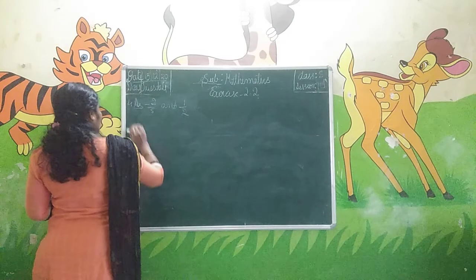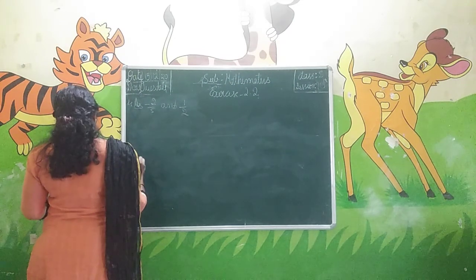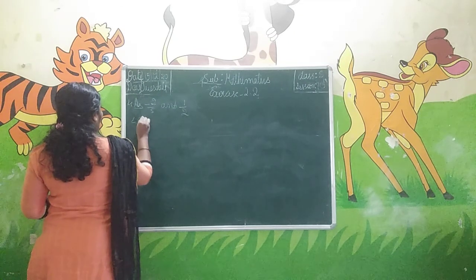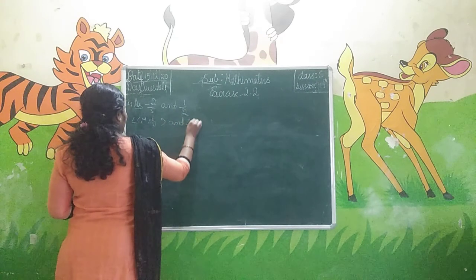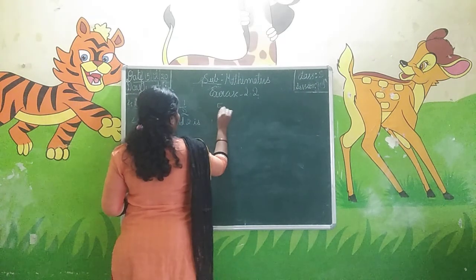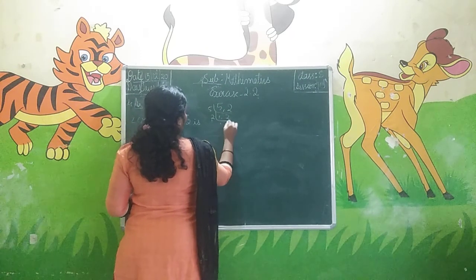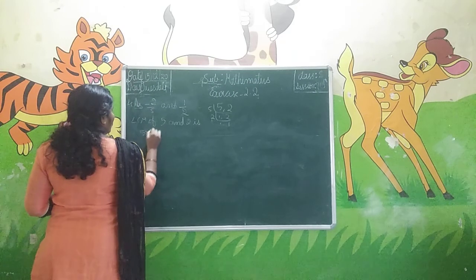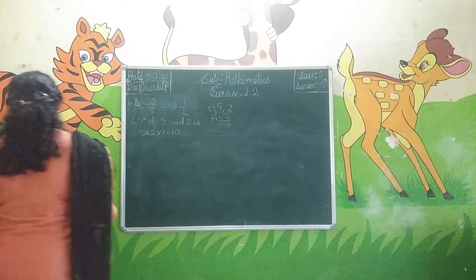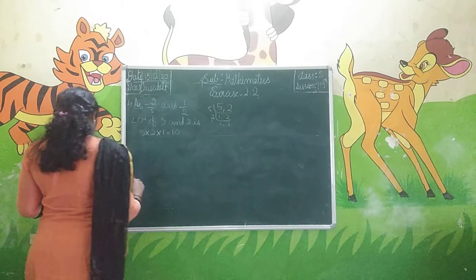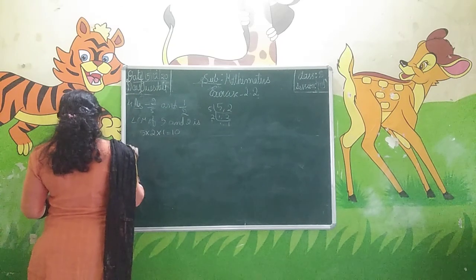Okay, here they have the minus symbol and a positive. So to compare these, we have to take the LCM of 5 and 2. LCM of 5 and 2 is 5 comma 2. 5 ones are 5, 2 ones are 2. 5 into 2 into 1 is equal to 10. Minus 2 by 10.